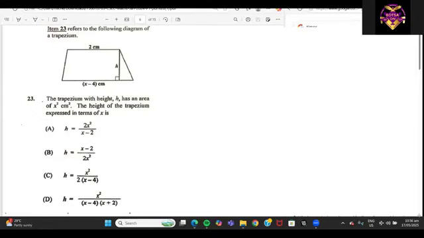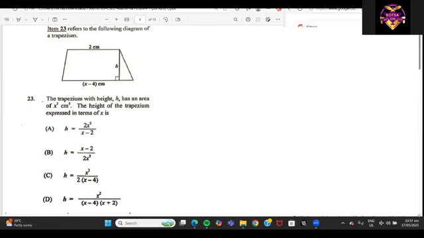So they have given us a trapezium there, and it says a trapezium with height, which is represented by the letter H, has an area of x squared cm squared. So they give us the area, but in letter form, which means it's written in an algebraic way, right? The next thing they are saying is, well, the height of the trapezium expressed in terms of x. Okay, so they want us to find the height of the trapezium, but written with the letter x in it.